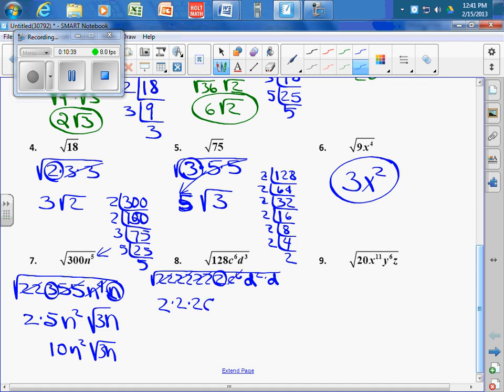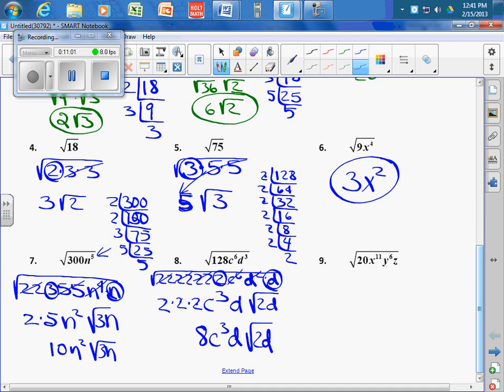C to the sixth, I get c to the third. D squared, I'm going to get d. This one stays behind, so I'm going to have radical 2d that stays behind. 2 times 2 is 4 times 2 is 8. 8c to the third d, radical 2d is my answer.